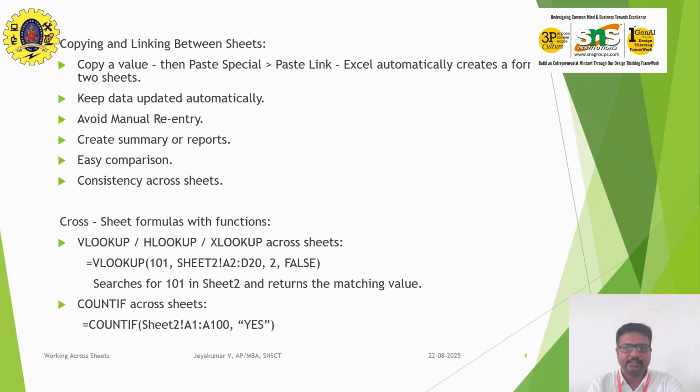Clear? And next is copying and linking between sheets. When you want to copy a value, then paste it or link it to the other sheet, you will go for this particular feature. The steps involved are: copy a value, then Paste Special, where you select Paste Link. Excel will automatically create a link between the two sheets.